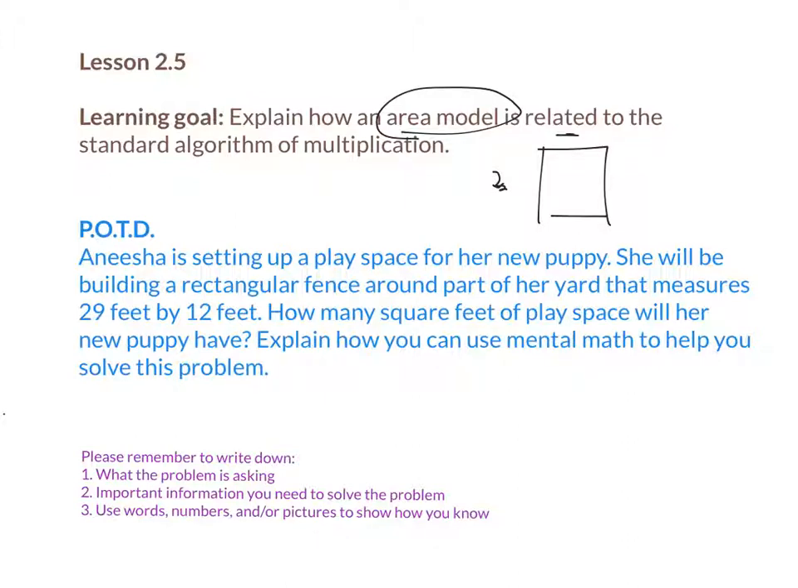And a standard algorithm, of course, is when you write the multiplication problem like this and then you solve it. The regular standard algorithm means the quote-unquote regular way of solving it. We're going to see how these two things are related today. Does that make sense? Yeah. Good.